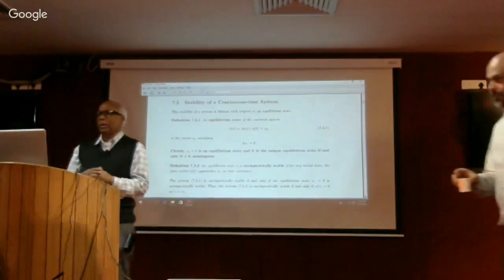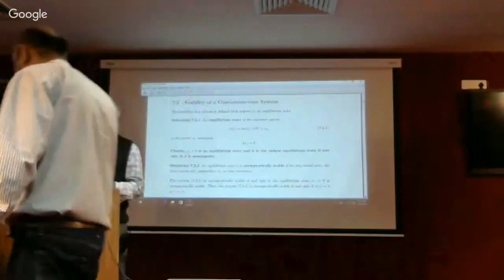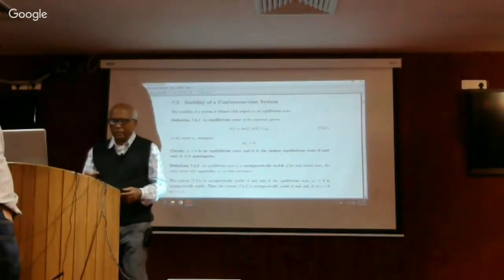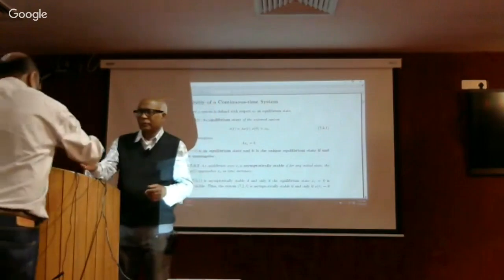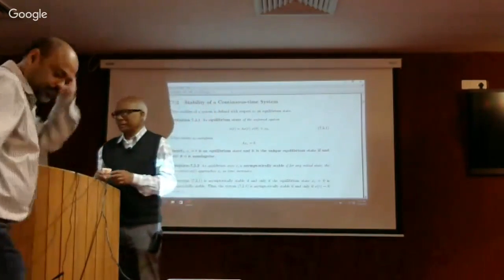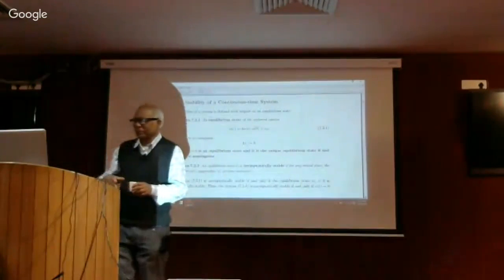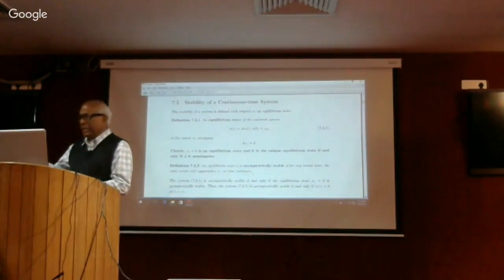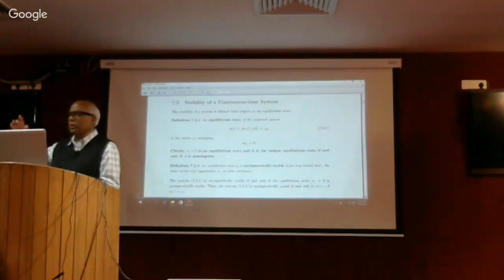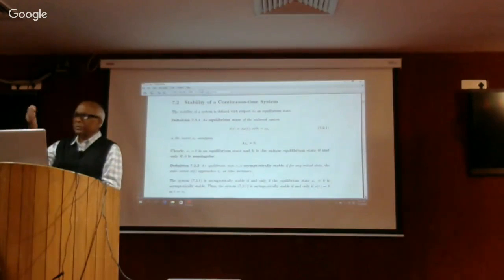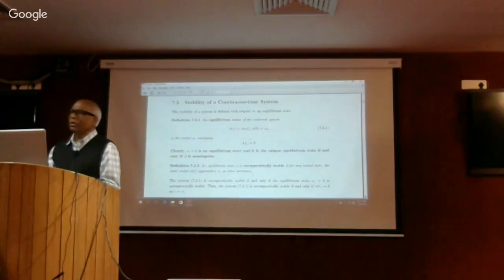Basically, we talk about asymptotic stability, right? The system is asymptotically stable if you make a small perturbation from the point of equilibrium and the system returns to the equilibrium place, right?